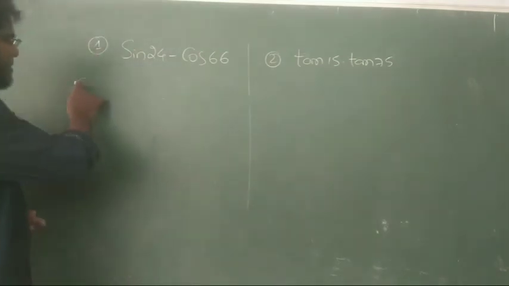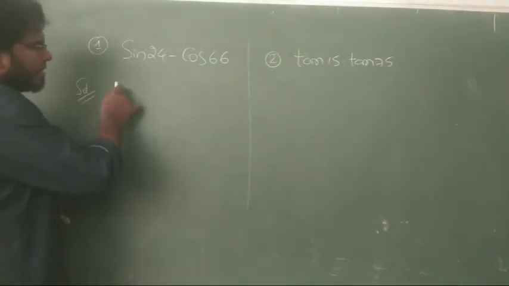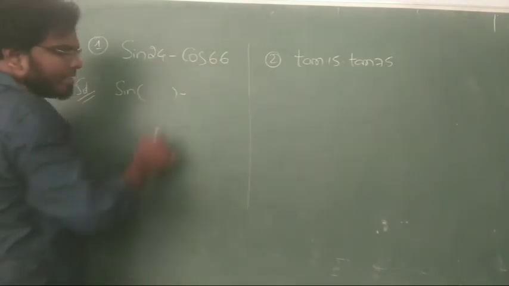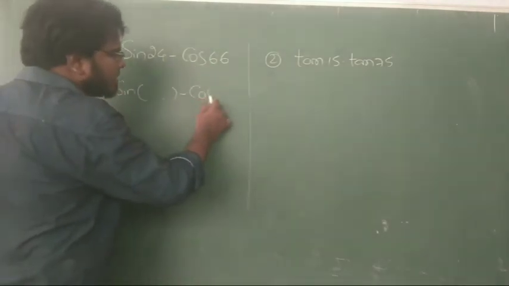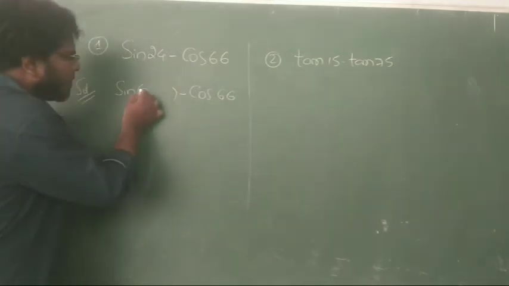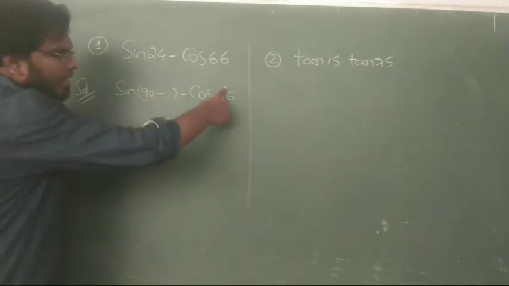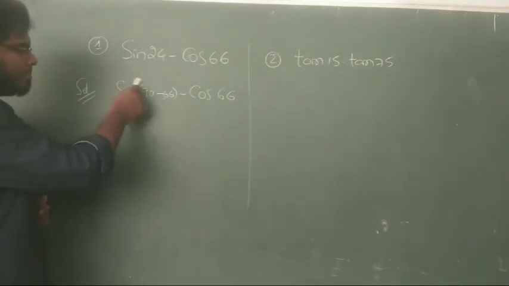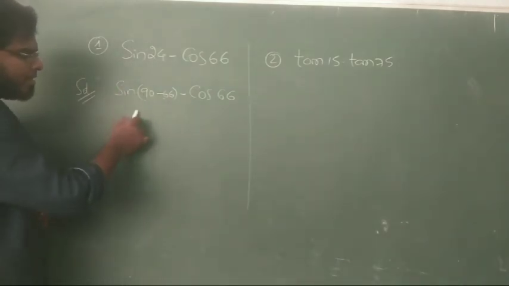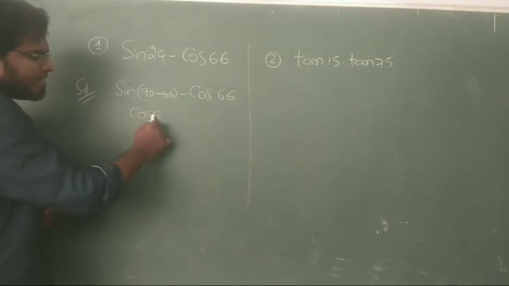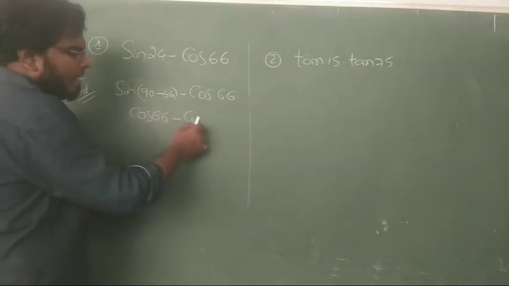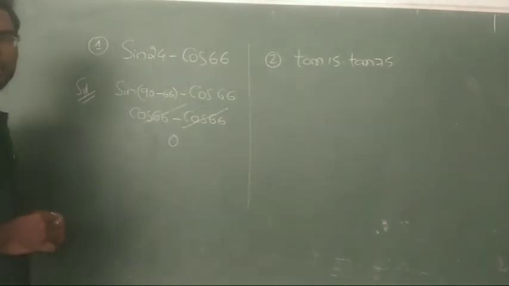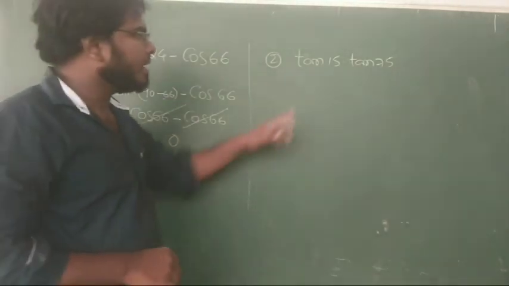Okay, the same process. Write the sin and take the bracket, the first one, and here we have the minus. Write the cos 66 as this. Now 90 minus, write this one. Now the next step, sin observes the 90, it becomes cos. 66 is 66, cos 66 minus cos 66 is 0. Done.